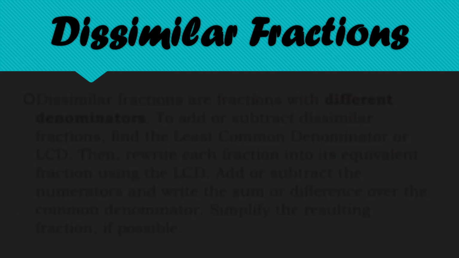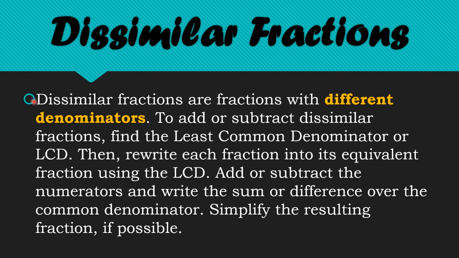Second is dissimilar fractions. Dissimilar fractions are fractions with different denominators. To add or subtract dissimilar fractions, find the least common denominator or LCD, then rewrite each fraction into its equivalent fraction using the LCD. Add or subtract the numerators and write the sum or difference over the common denominator. Simplify the resulting fraction if possible.